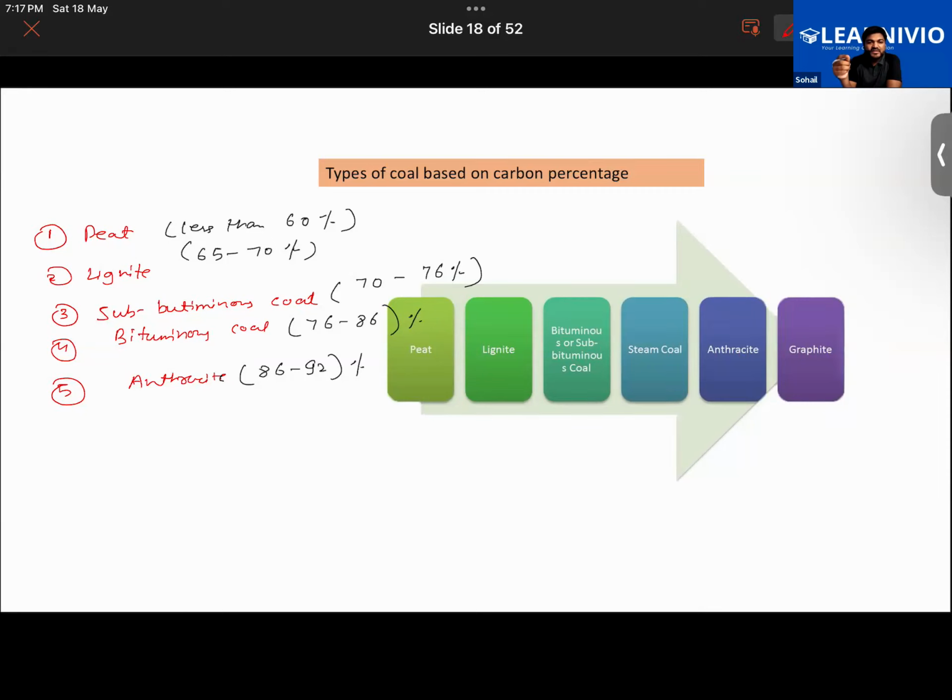As I was saying, peat is a soft, crumbly, dark brown substance that is formed from dead and partially decaying organic matter. Another thing is that it's the first step in the formation of coal. It has the lowest carbon content in it. So thereby the calorific value will also be low. Calorific value of peat is also going to be low.